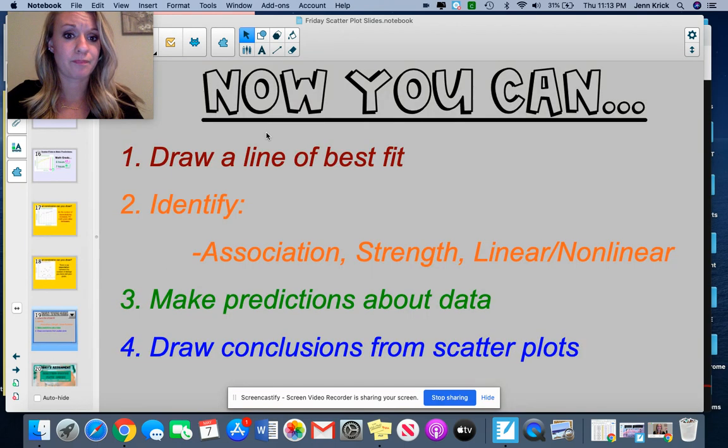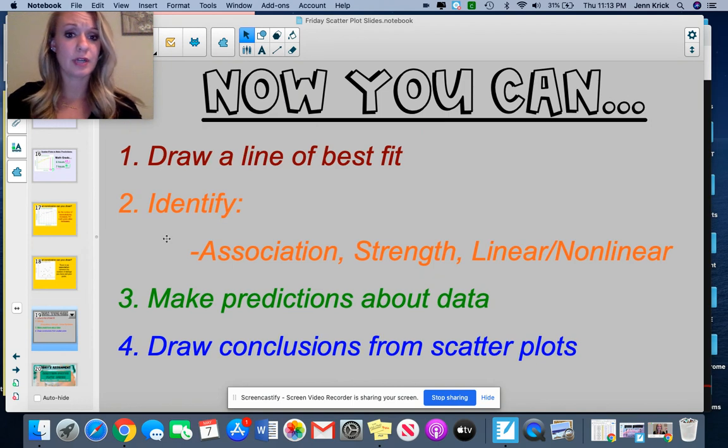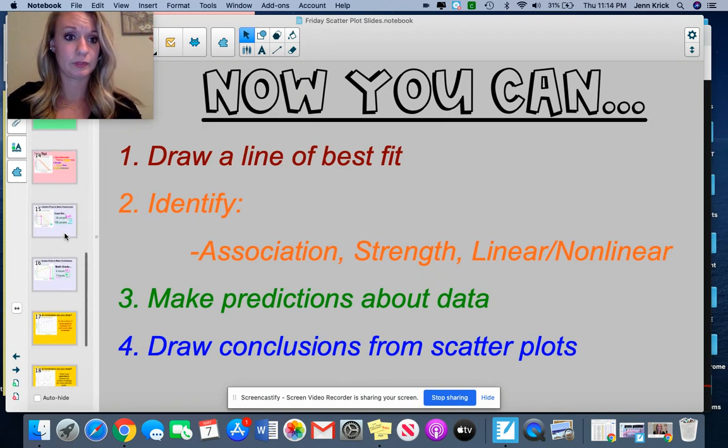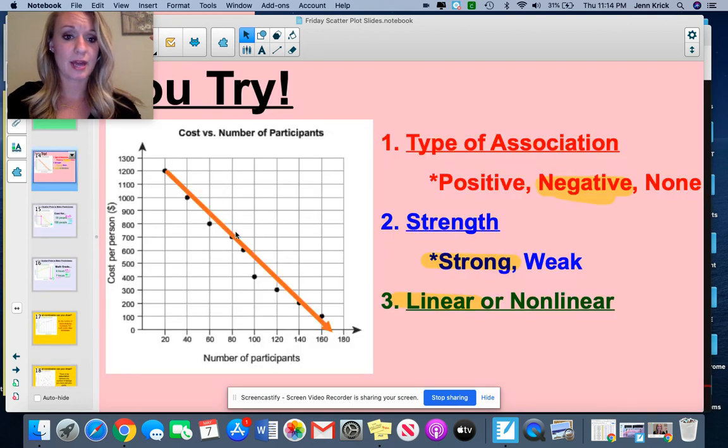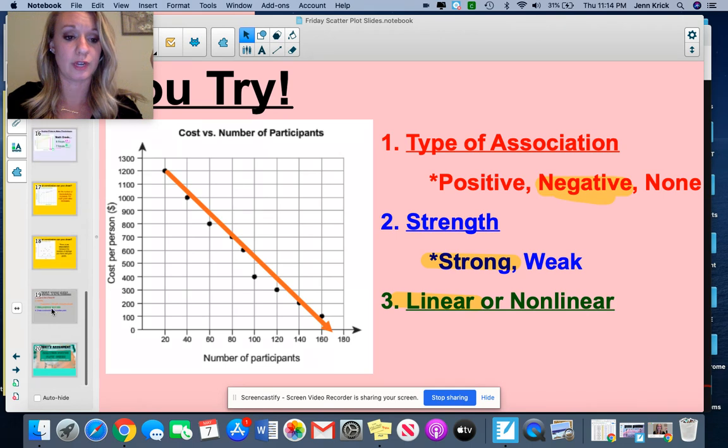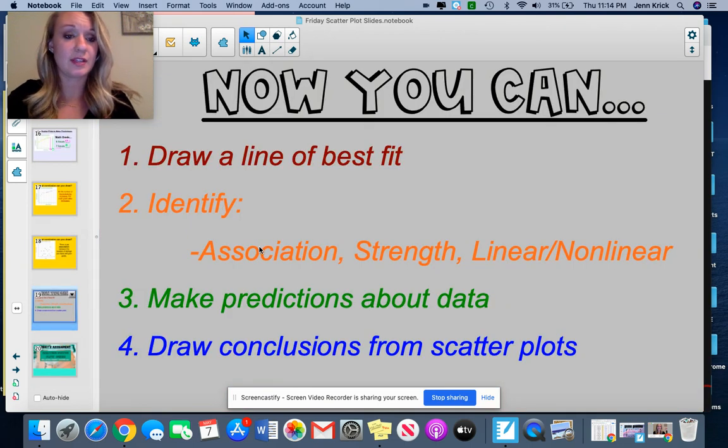Okay, ladies and gentlemen, let's sum up what we learned today, and then I'm going to talk about your assignment. Today, you learned how to draw a line of best fit. That's when you've got a scatter plot with points and you draw a line that goes halfway through all of them. That's a line of best fit or a trend line. You learned how to identify the association, which means positive, negative, or none. The strength, meaning that if the dots are close to your line, they're strong, or if they're far apart, they're weak. And you learned how to tell if a scatter plot is linear or nonlinear.